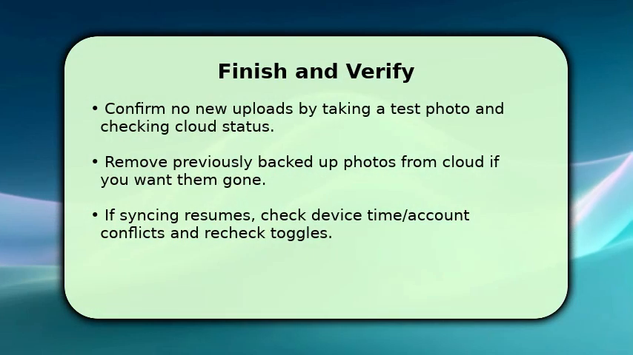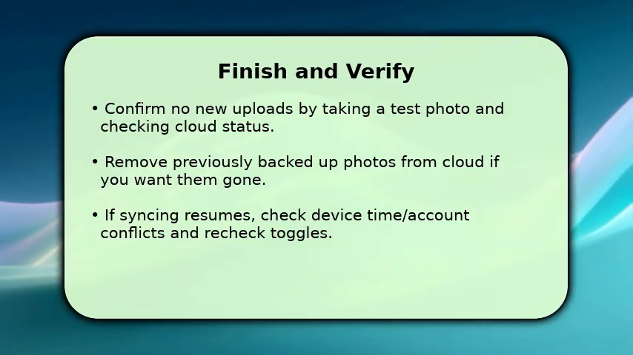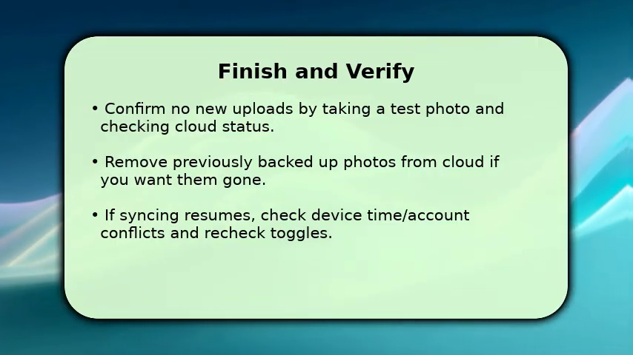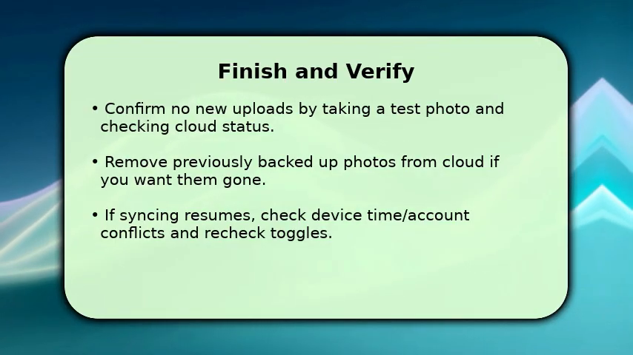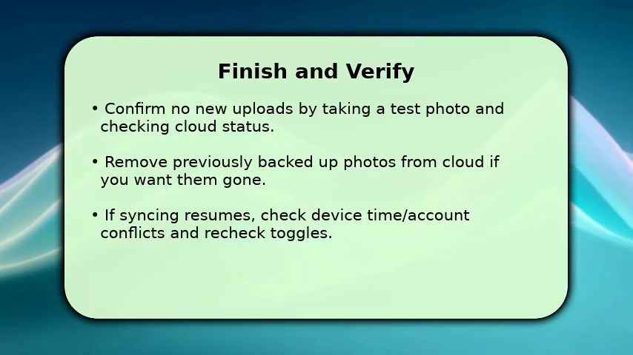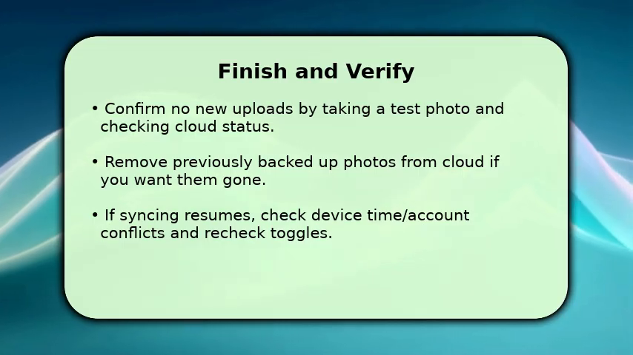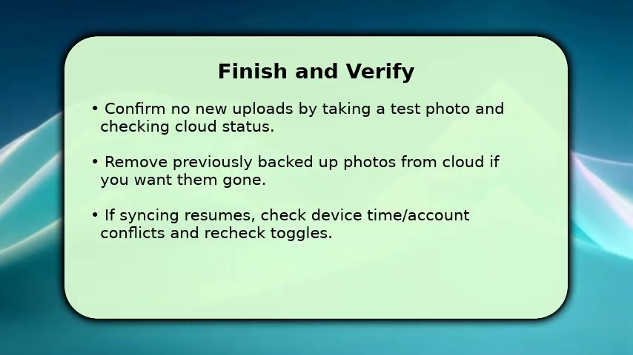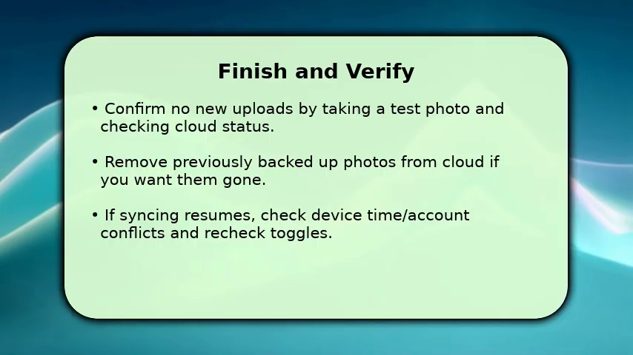Finish by verifying that automatic backups are truly off. Take a test photo and watch the cloud app status or recent uploads. It should not appear online. If you want copies removed from the cloud, delete them from the cloud library and empty the cloud trash or recently deleted folder. Make sure local backups you rely on still exist.